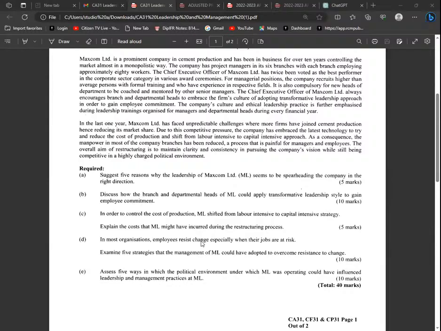E, assess 5 ways in which the political environment under which ML was operating could have influenced leadership and management practices at ML. Political environment. I can see so many charts here.